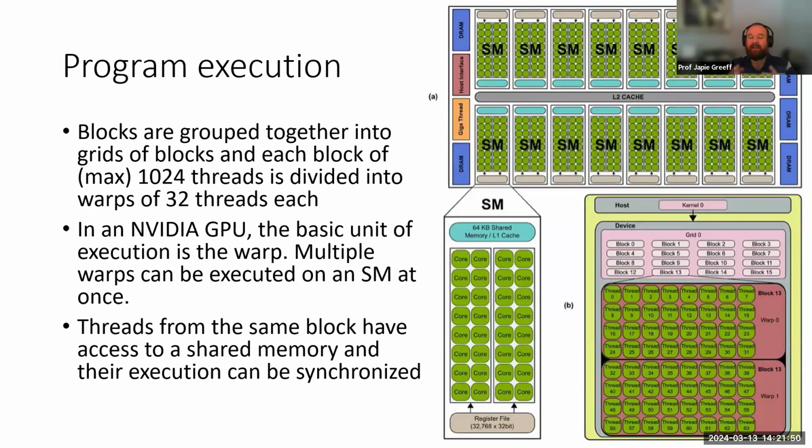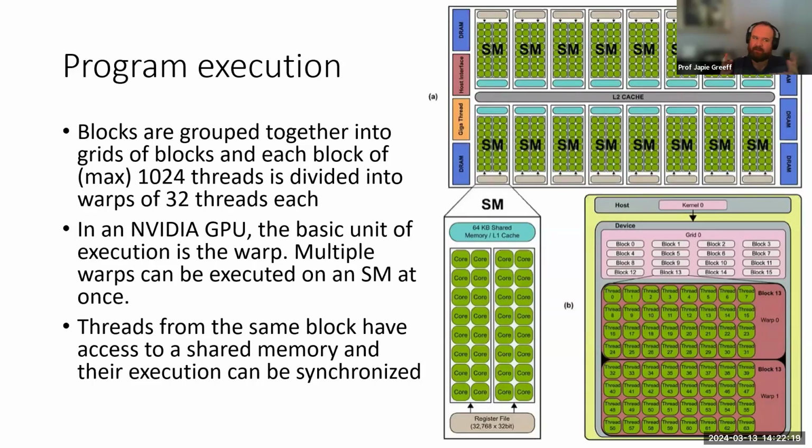As we said earlier, threads from the same block will have access to a shared memory, and their execution can be synchronized. So a lot of our programming, or our thinking around our programming, is going to be around what we can synchronize and what we can allow to run in parallel at the same time without having to wait between access to memory points.